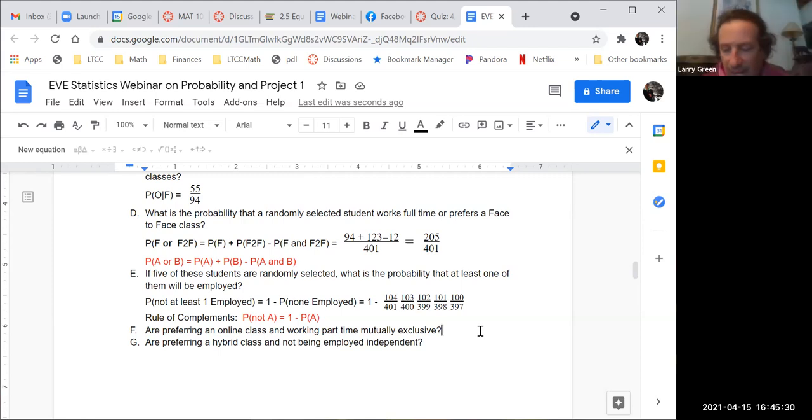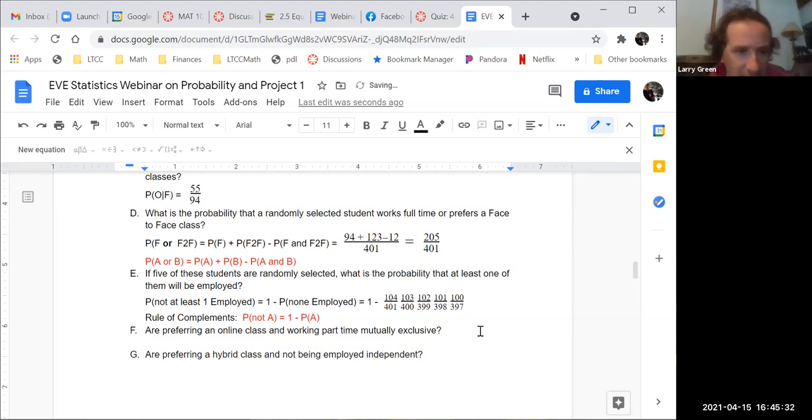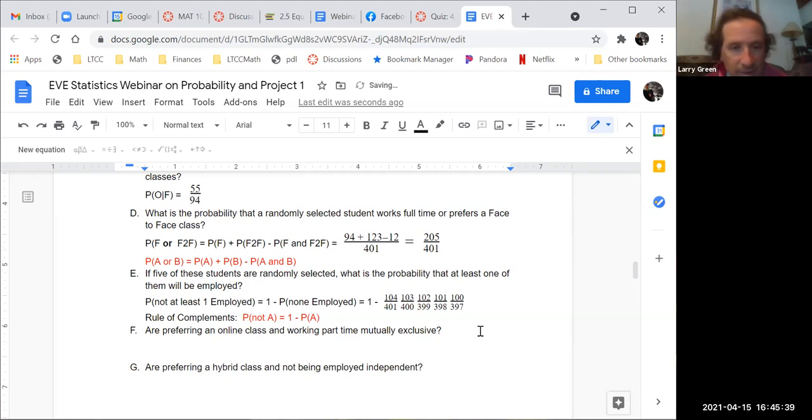Okay, so F is: are preferring online classes and working part-time mutually exclusive? All right, so first thing, we need a definition. I don't expect you to be able to answer this until you know what mutually exclusive means. So let me write down a definition.